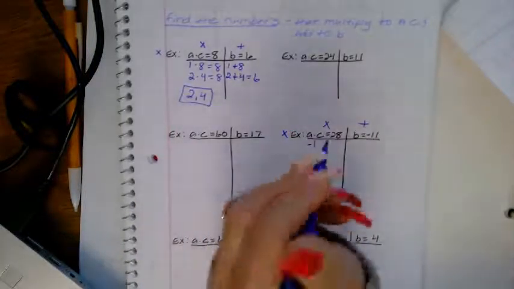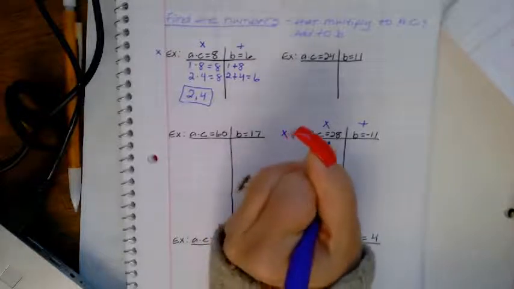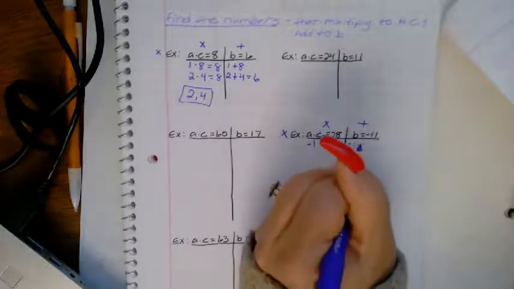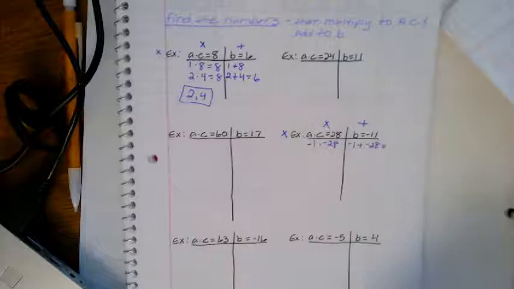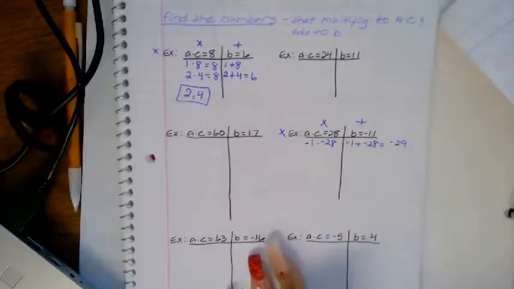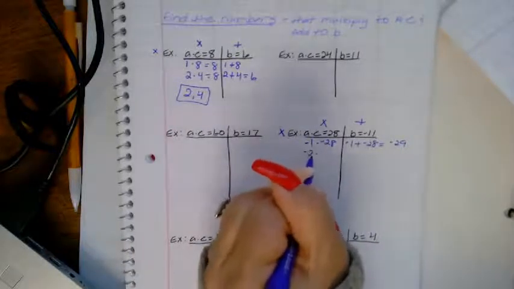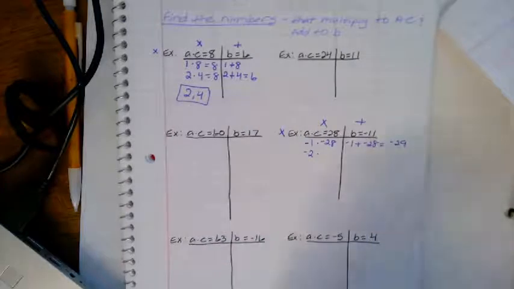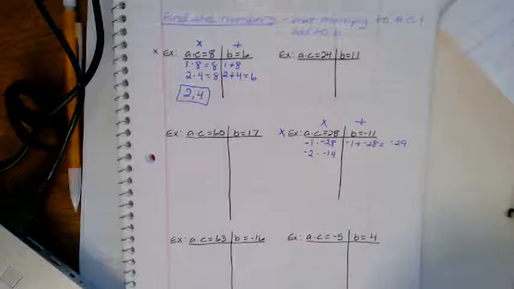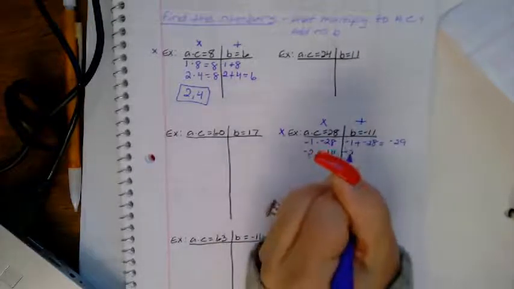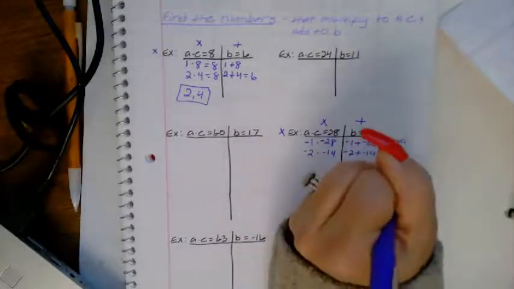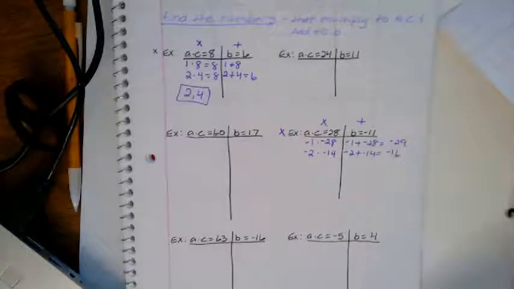So let's start with 1. Negative 1 times negative 28 gives us a positive 28, right? Now if we add them, negative 1 plus negative 28 is negative 29, so those aren't our two numbers. Now let's move on to negative 2. Negative 2 times negative 14 gives us a positive 28, right? If we add those together, we get negative 16. We're getting close, but we're not at our negative 11.